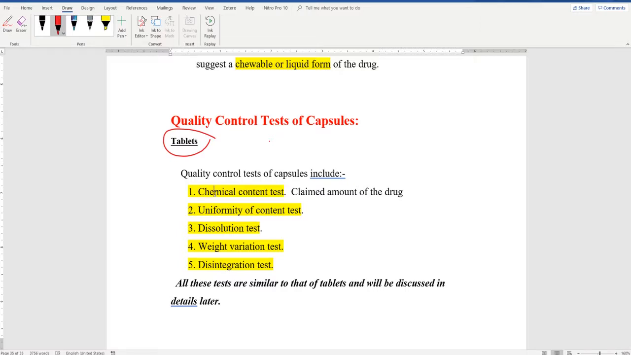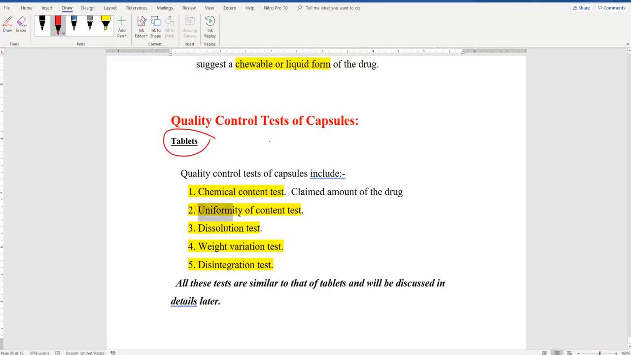Of course, what happens if it is 501 milligram or 499? Is it wrong? Well, there is a tolerance. Tolerance means it can be, for example, 5 to 10% more or 5 to 10% less. Okay? And it will pass the test.